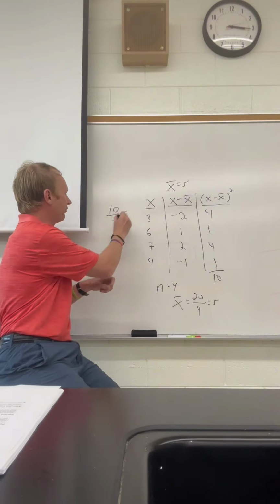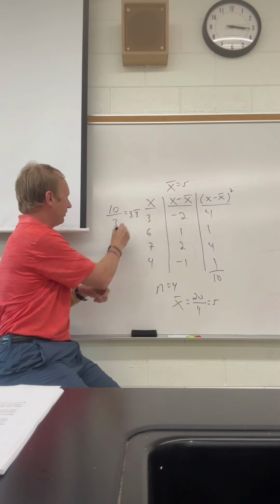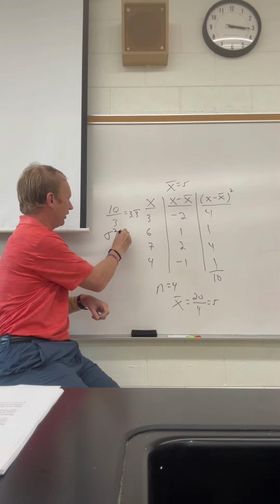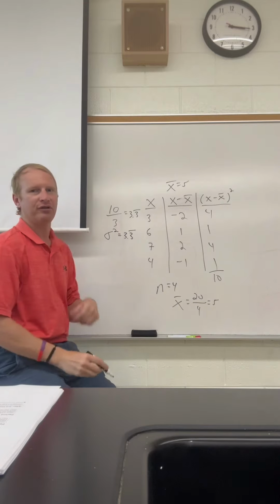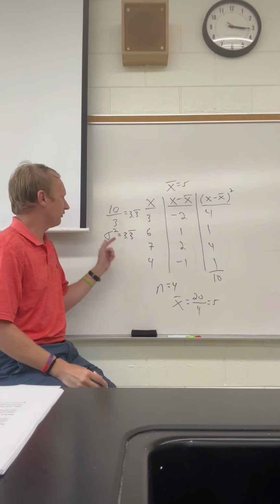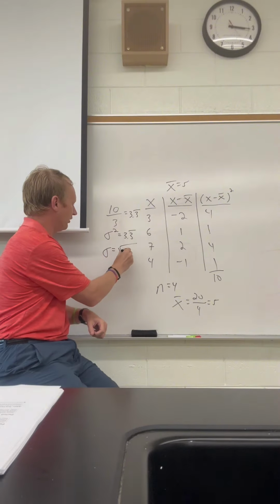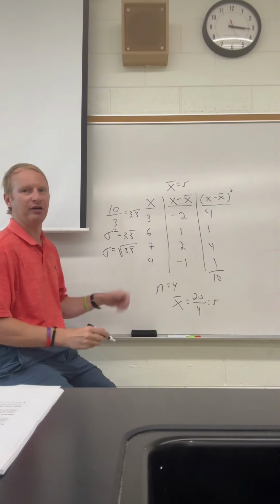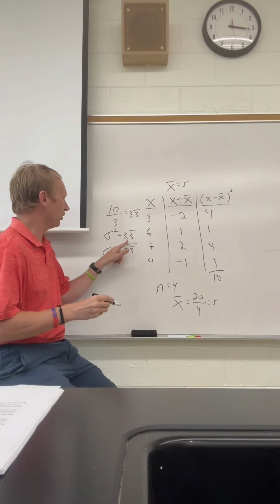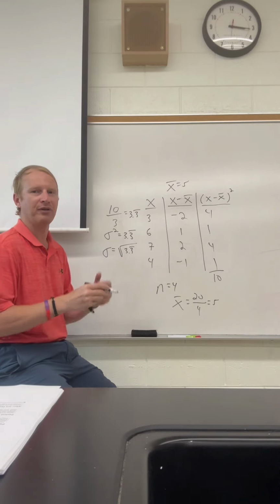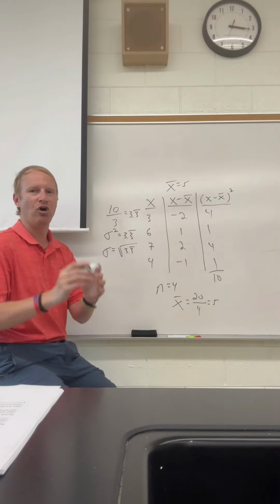So 10 divided by 3 is 3.3 repeating. So that's going to be sigma squared, which is what variance is, right? This is the variance. Now to do the standard deviation, we simply take the square root of the variance. So the sigma is your standard deviation, and that's going to be the square root of 3.3 repeating, and that gets you the standard deviation. Hope that made sense.